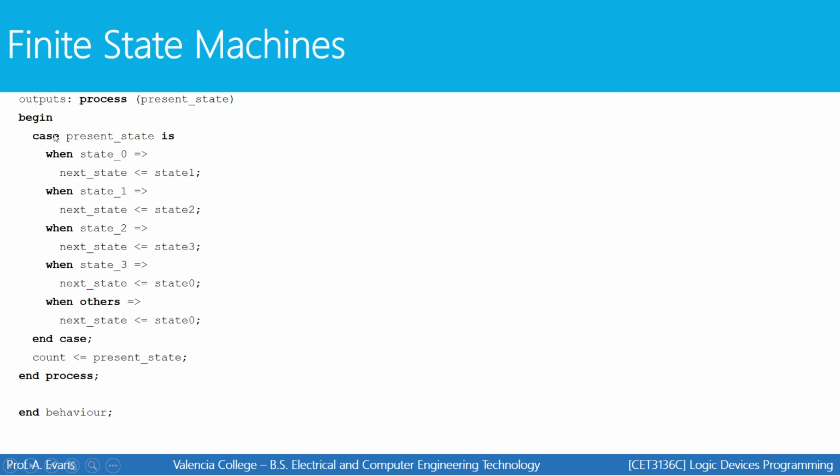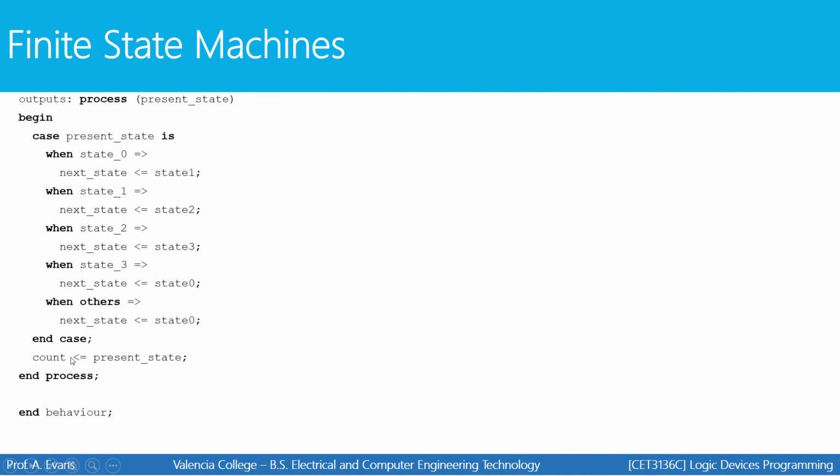We have a case statement where we're going to look at the value of the present state and determine what the next state should be. So when the present state is state 0, the next state will be state 1. When the present state is state 1, the next state will be state 2, and so on. Notice that I cover each state, showing what should happen next. And I even have a when others statement, stating that if something should go wrong, if the counter gets out of sequence or anything like that, return to state 0.